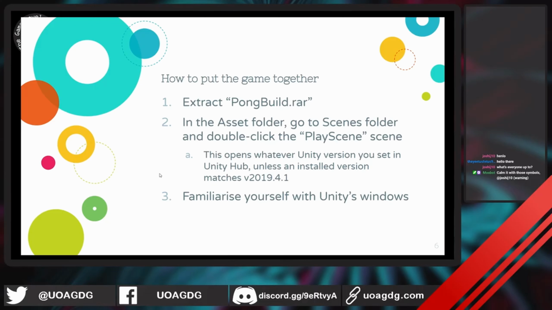In the Assets folder, go to the Scenes folder and double click the Play Scene scene. This will open up Unity. Which version it opens up depends on what you selected as the default Unity in the Unity Hub. Or if you don't have Unity Hub, it will just open with the latest Unity editor you've been using. Now, familiarize yourself with Unity's windows.